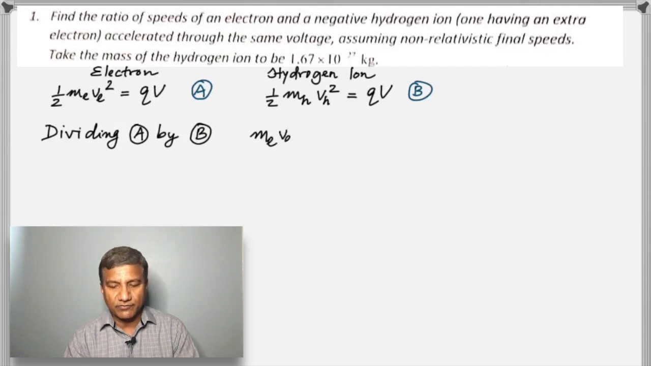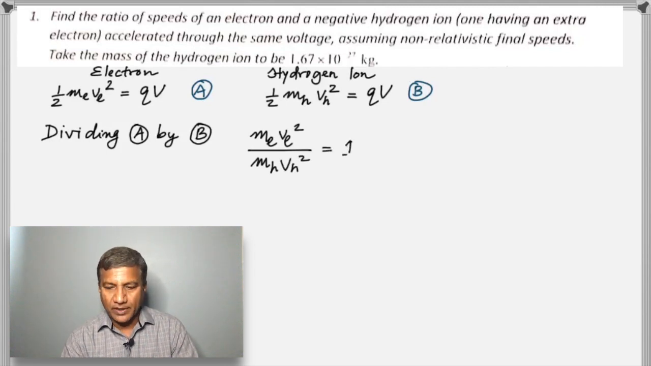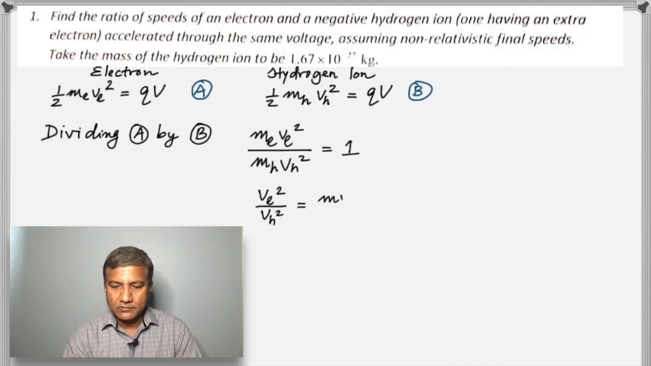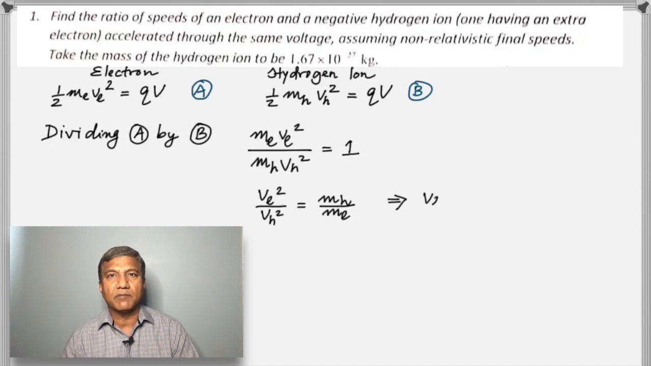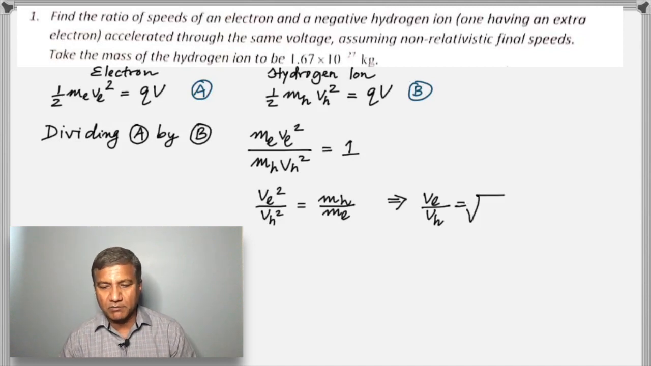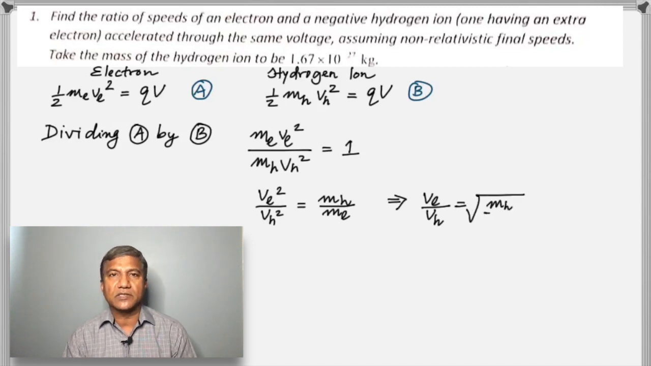And so now when you divide one equation by the other, on the left-hand side the halves cancel out. And then on the right side, you get 1 because it's QV divided by QV. And then when you rearrange this, you get VE squared by VH squared is equal to MH by ME. And then make VE by VH the subject.